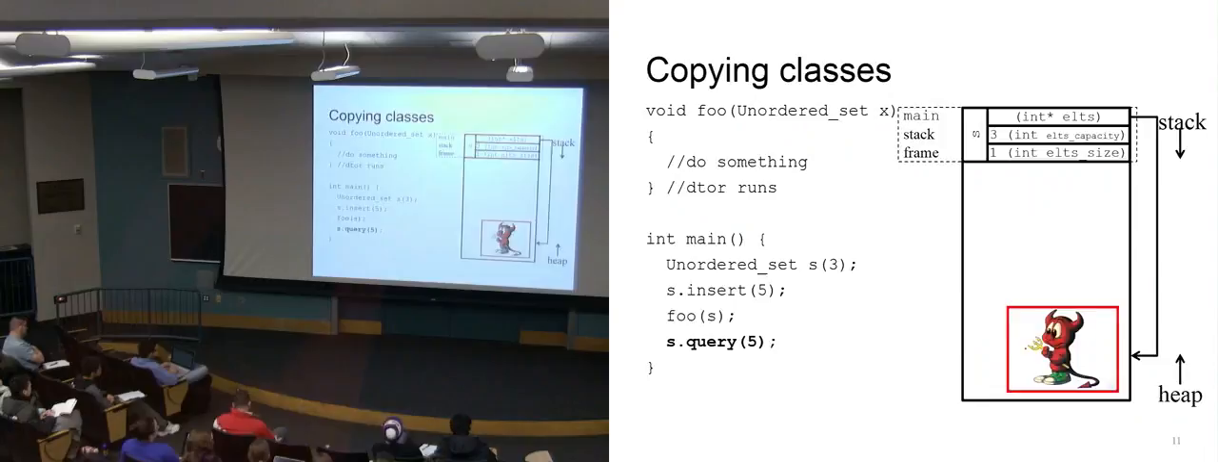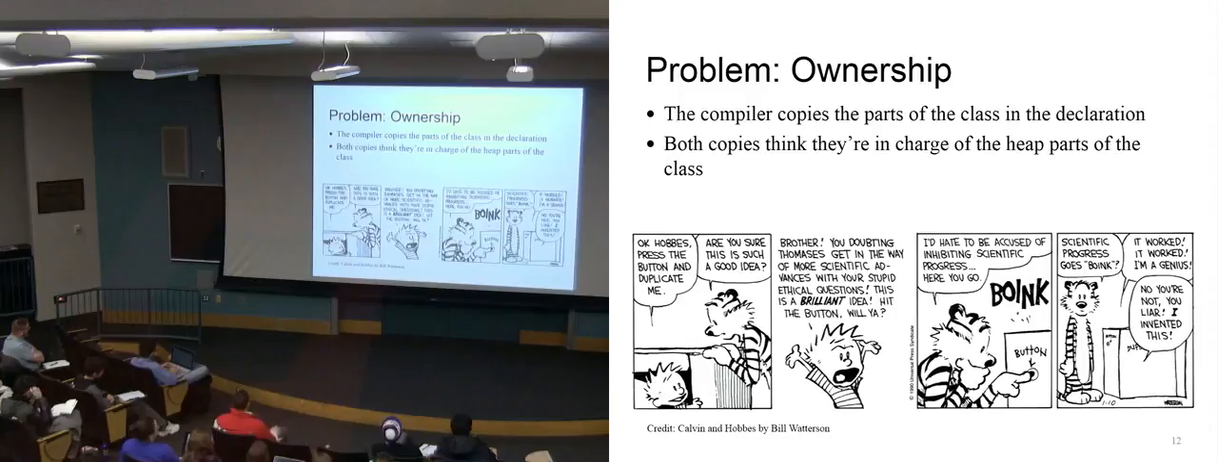So let me explain it a second time using a comic. So both X and S think they're in charge of the dynamic array, and they can't agree on which one's which. So we need to add some code to fix this.